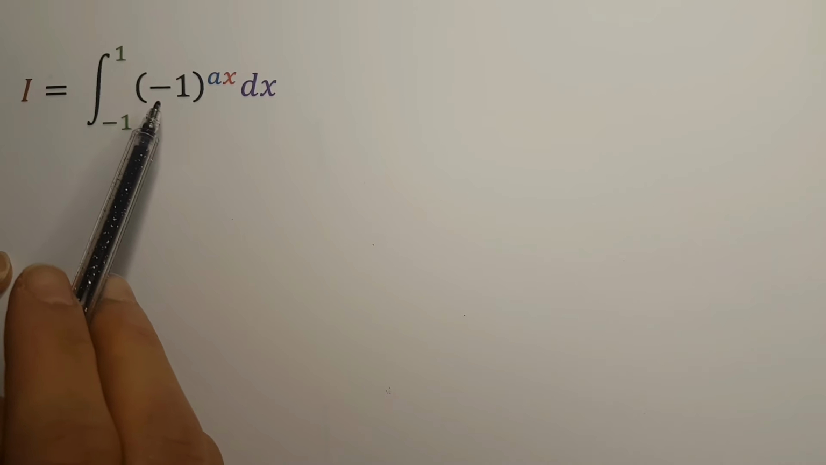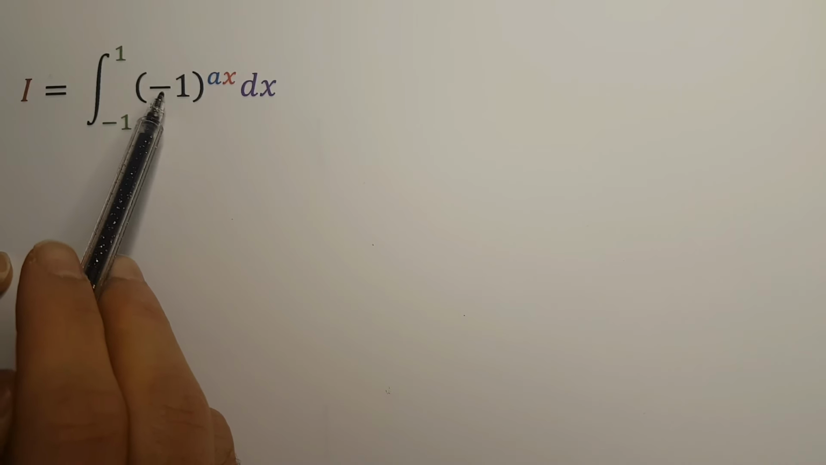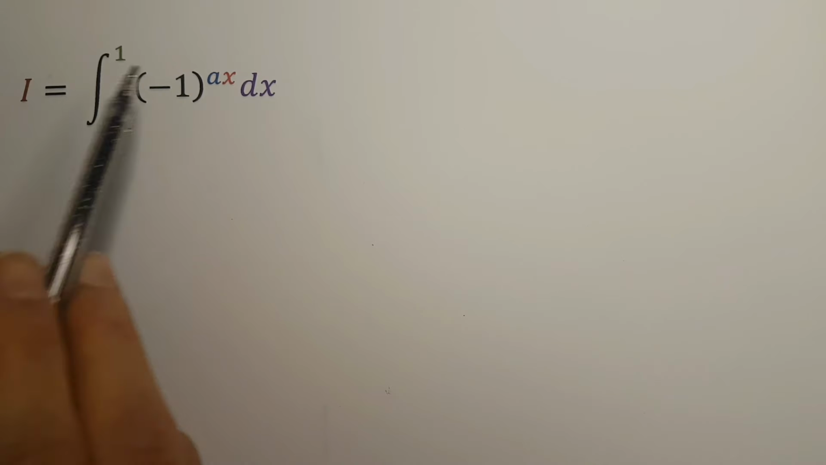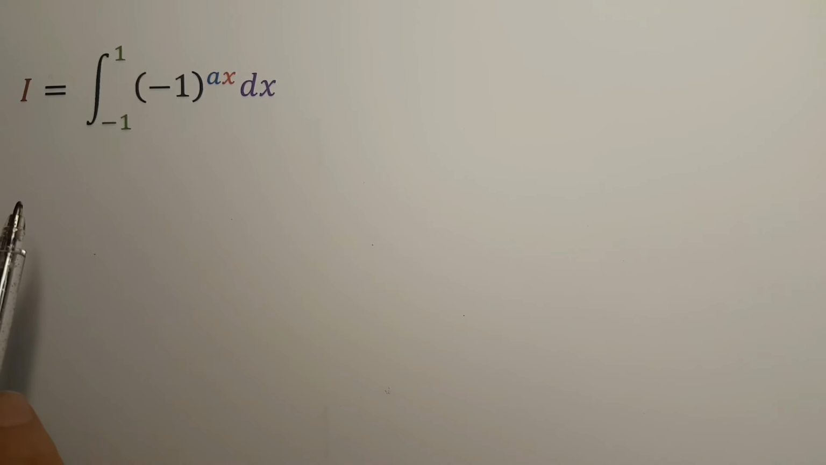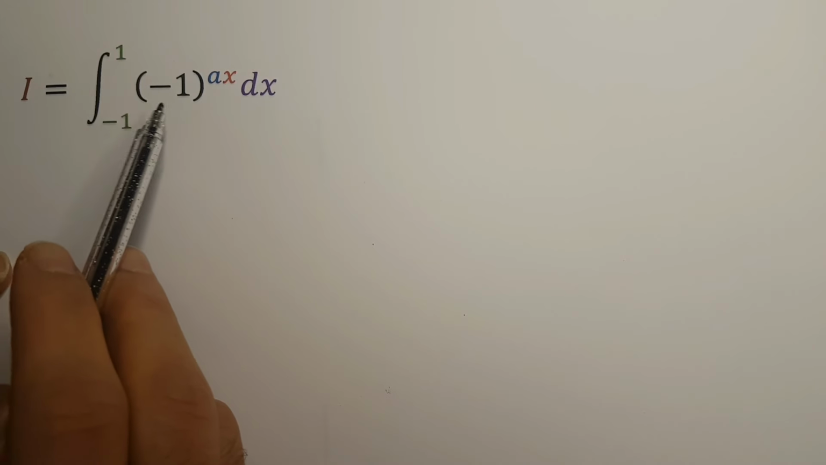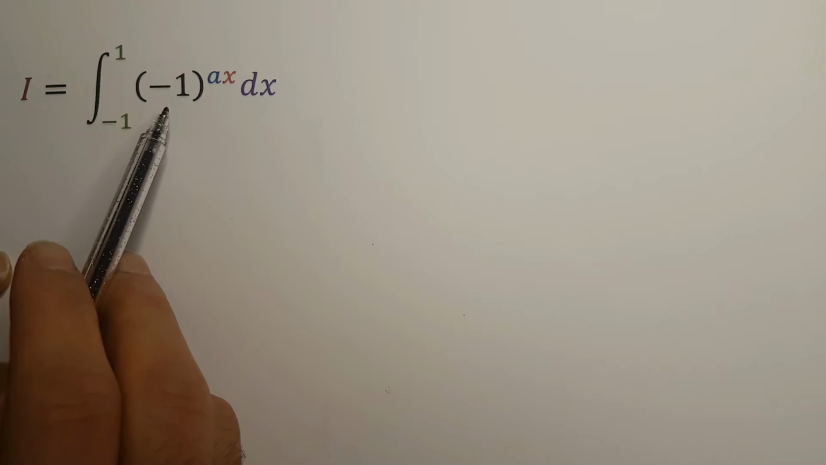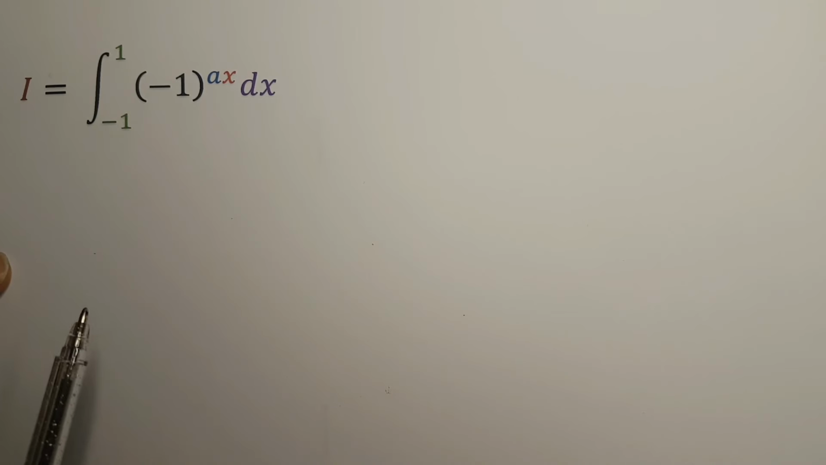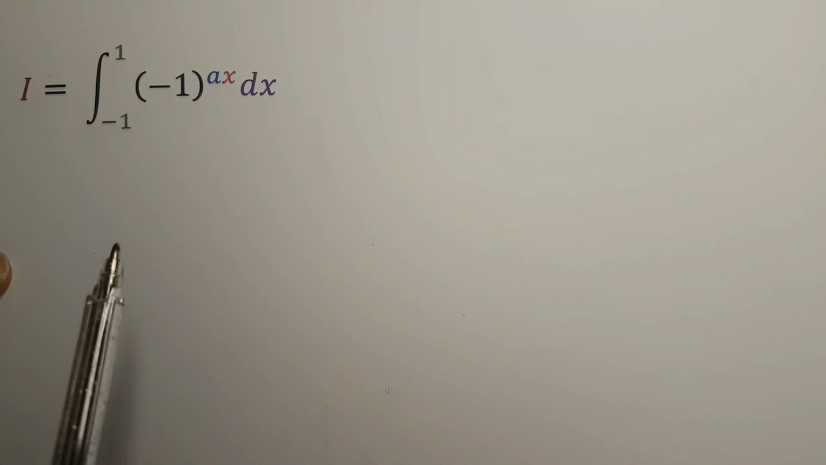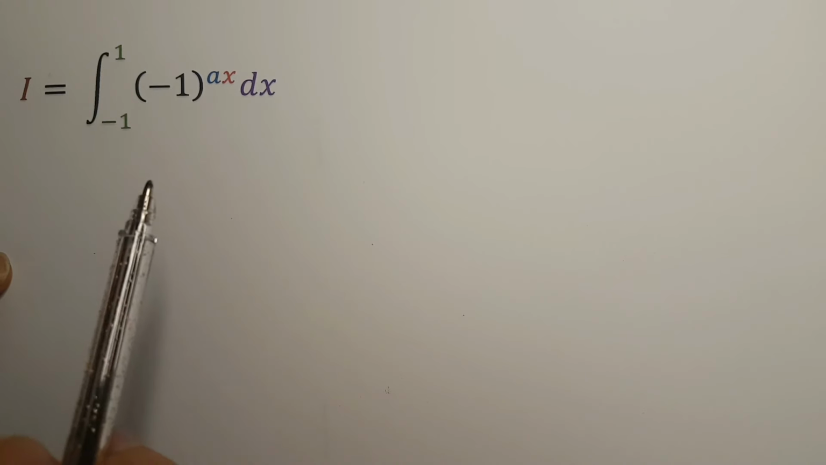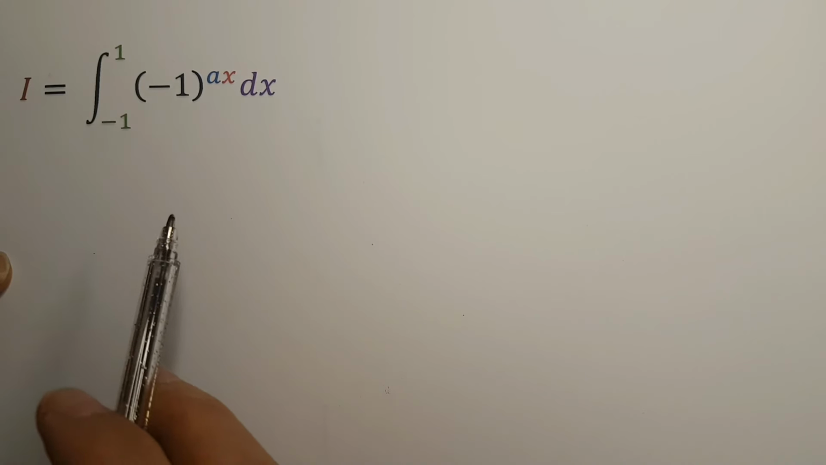By first inspection, minus 1 to the power of ax seems to be an alternating function that you cannot decide the sign of. So let's try to convert this into a term whose integral we can easily take.